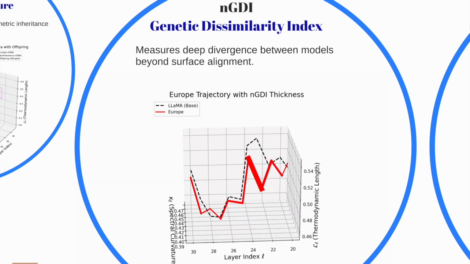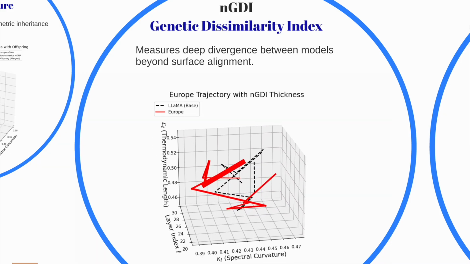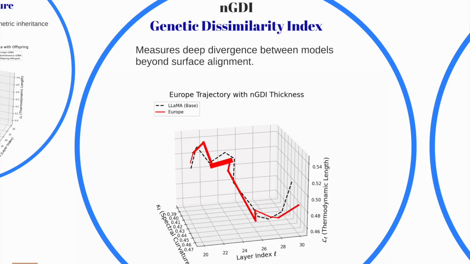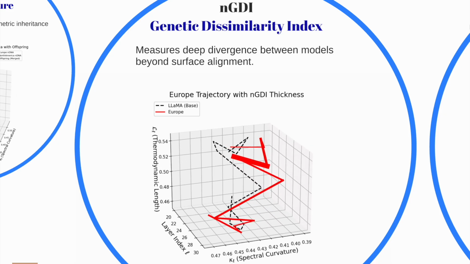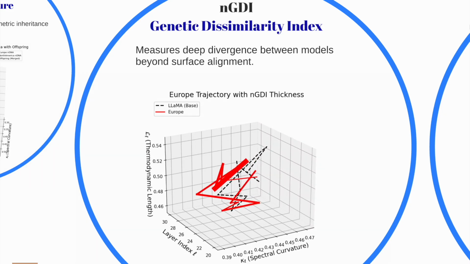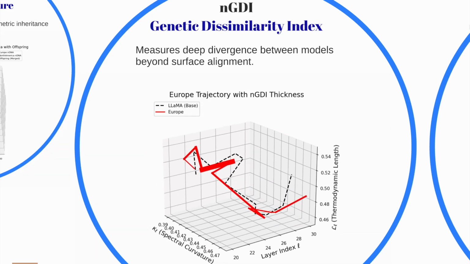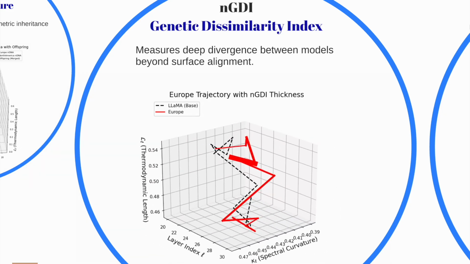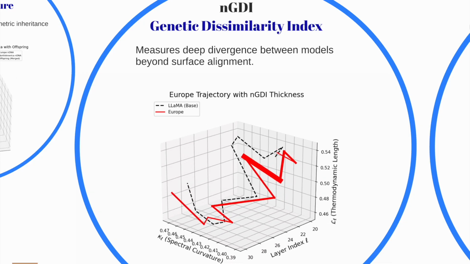How to read the 3D line with thickness? Depth on the XY floor: layer index increases along the plotted depth axis. Curvature on the horizontal axis: spectral curvature, a proxy for how tightly the latent path bends. Thermodynamic length on the vertical axis: total epistemic work done through the layer.